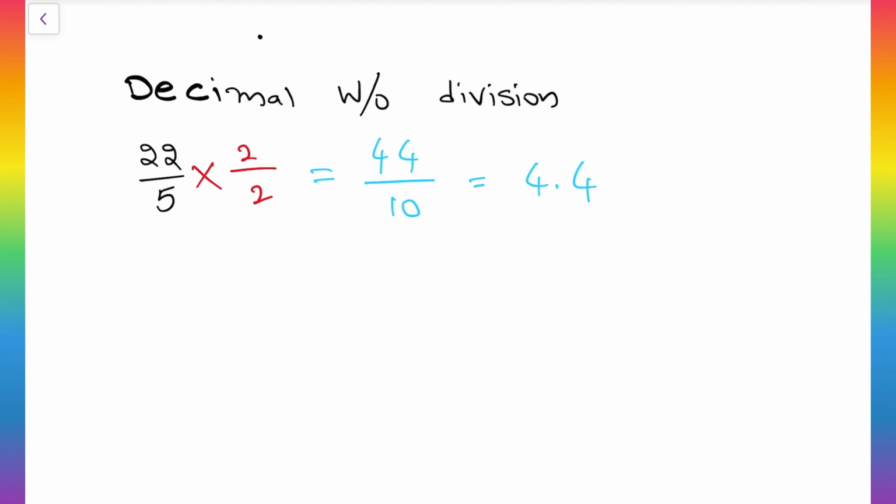Now in this case, we didn't do any actual division anywhere. That is long division, right? We didn't do that long division ever.